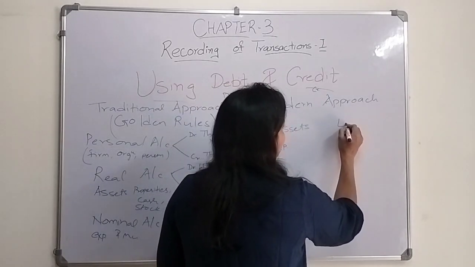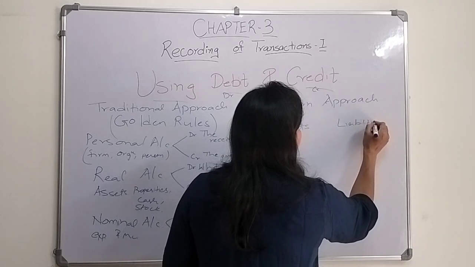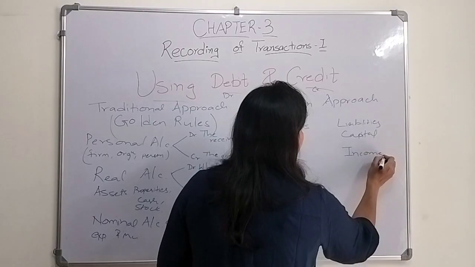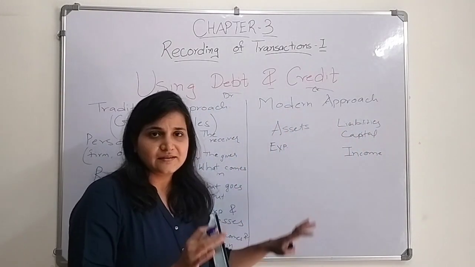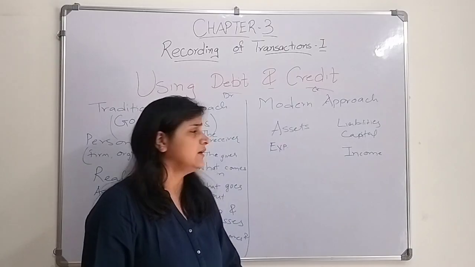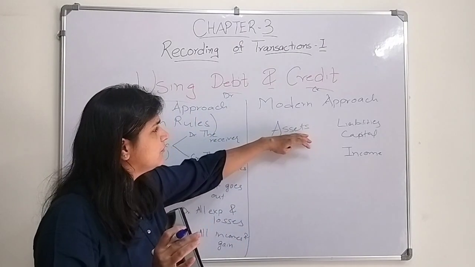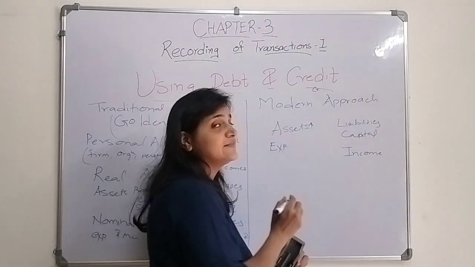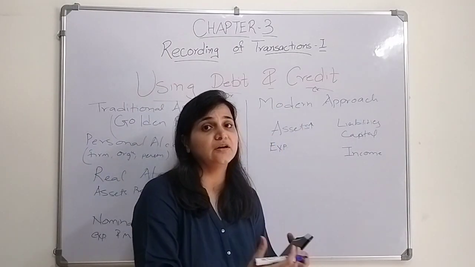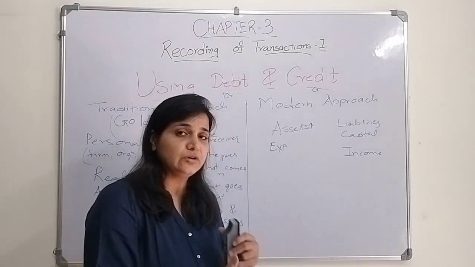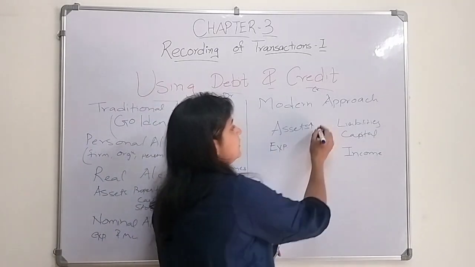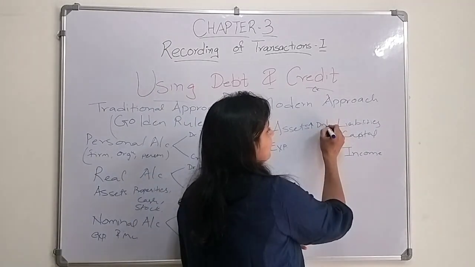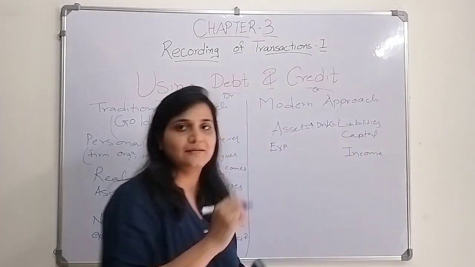Assets, liabilities, capital and income. Okay, this approach is also very easy to understand. It's not difficult. You just need to remember, when there is an asset, if the asset increases, like I say, I got a computer, now my assets have increased, I will debit that particular asset. And if my asset decreases, I will credit that particular asset.